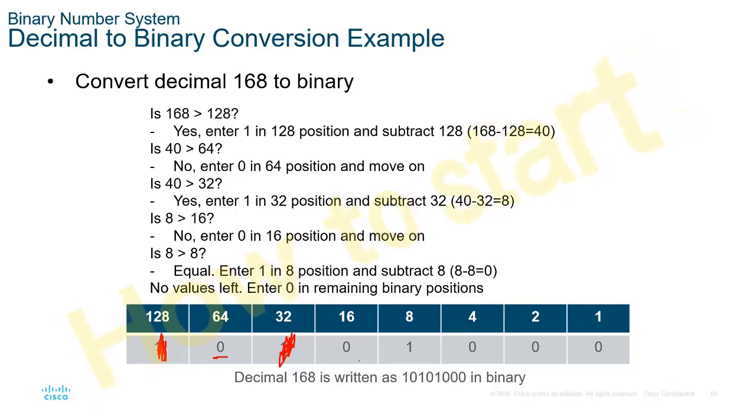Is 8 larger than 16? No, it's not. So we get a 0. Is 8 greater than 8? Yes, it is. We get a 1. We now subtract it, and the remainder is 0. Is 0 greater than 4? No, we get a 0. Is 0 greater than 2? No, we get a 0. Is 0 greater than 1? No, we get a 0. So this is how we take 168 and we convert it to binary. It will be 10101000. And again, I have these broken down, lots of examples in other videos in my playlist. If you search for binary or addressing or math, you will find them as other playlists.